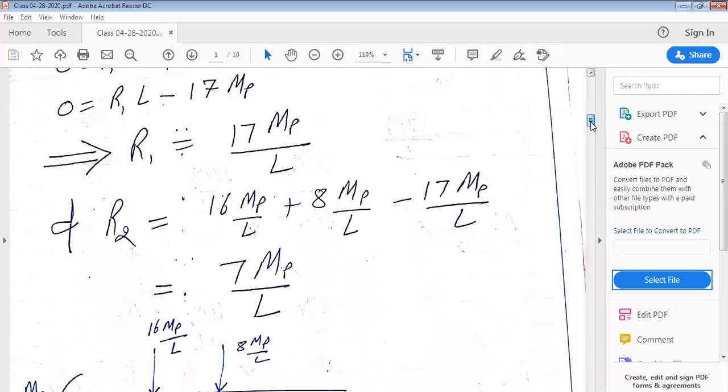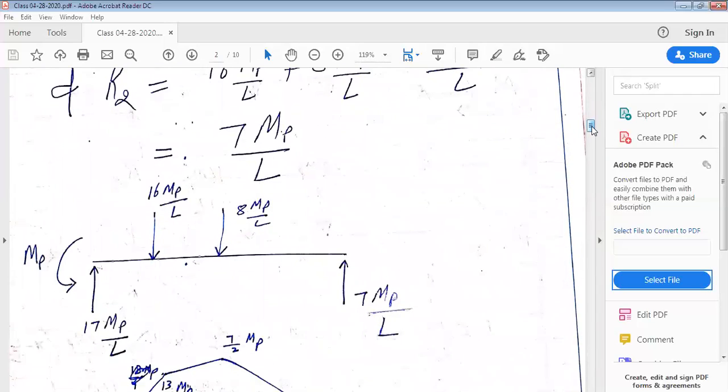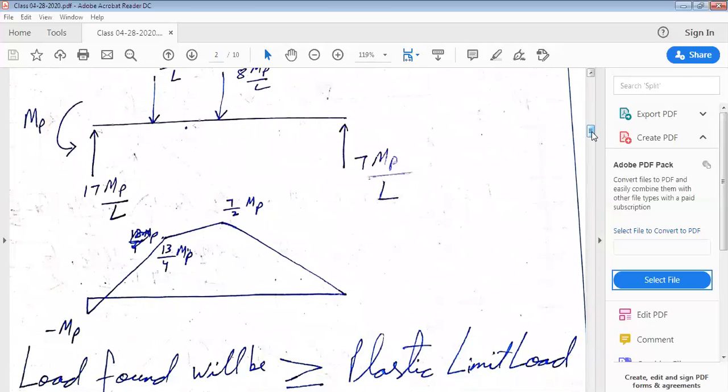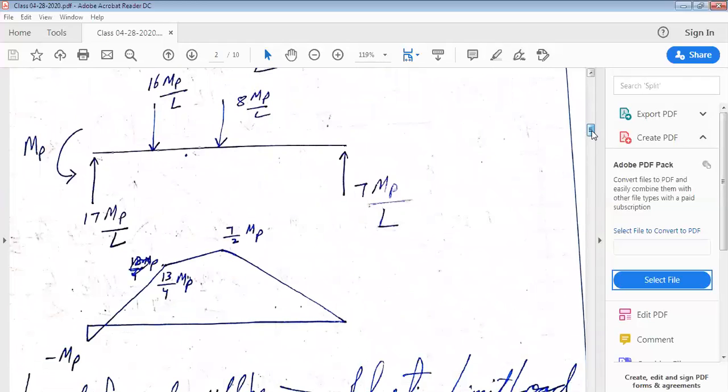Now let us draw the bending moment diagram. So this is the free body diagram of the beam which we were considering, and corresponding to this, let us draw the bending moment diagram. We find this bending moment diagram wherein at the leftmost end, the bending moment is minus MP, at a distance of L by 4 from the left end, the bending moment is 13 MP by 4, and at a distance of L by 2 from the left end, the bending moment is 7 by 2 MP.